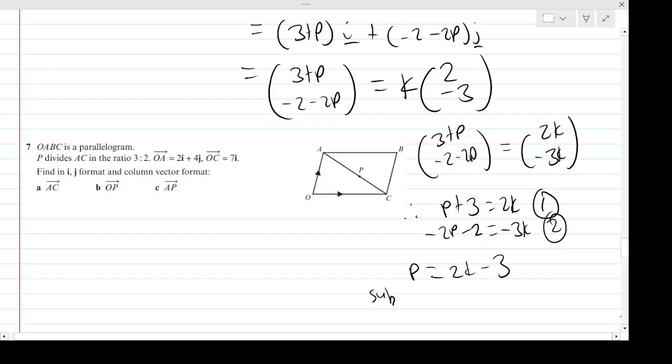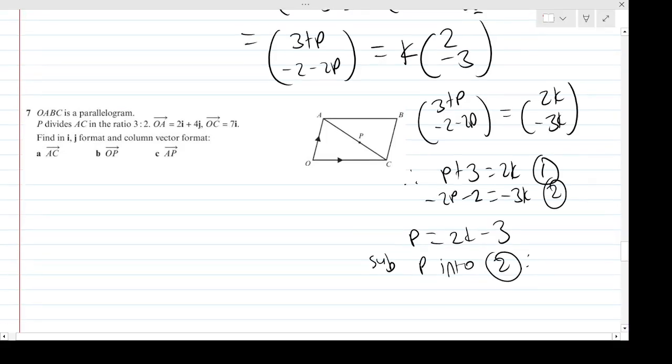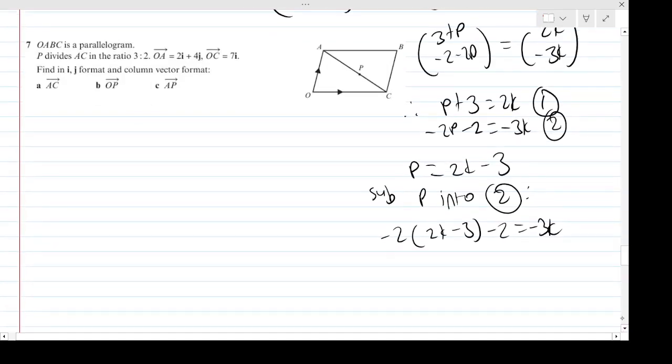So then I'm going to sub that into the other equation. So sub P into the other equation 2. Then I'm going to get minus 2P, that's going to be minus 2 lots of 2K minus 3, right? That's what P is there. Minus 2 is equal to minus 3K, right? That's just equation 2 right there. So then I could just solve for K, right?